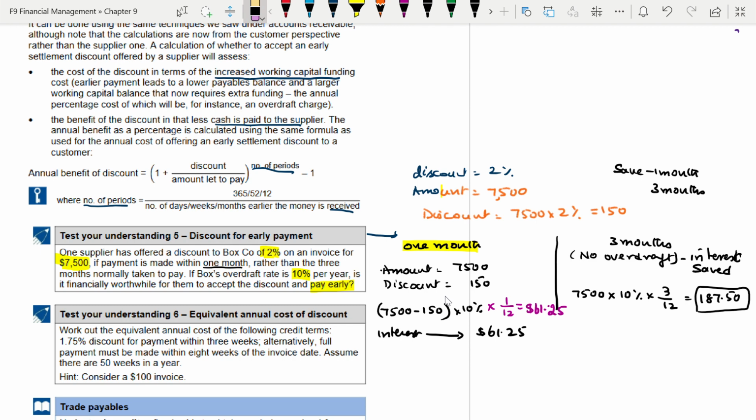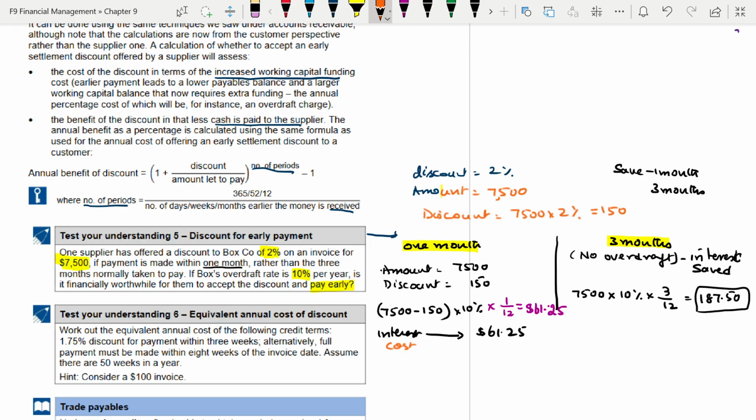Okay. Now see the thing. See, if we are not taking overdraft, how much are you going to save? 187.5. If you are taking an overdraft and paying within a month, what is the interest cost? The interest cost is 61.25. Now, what do we have to take?